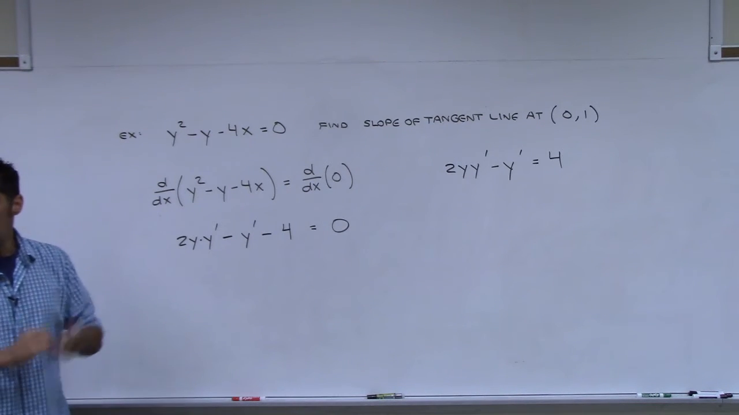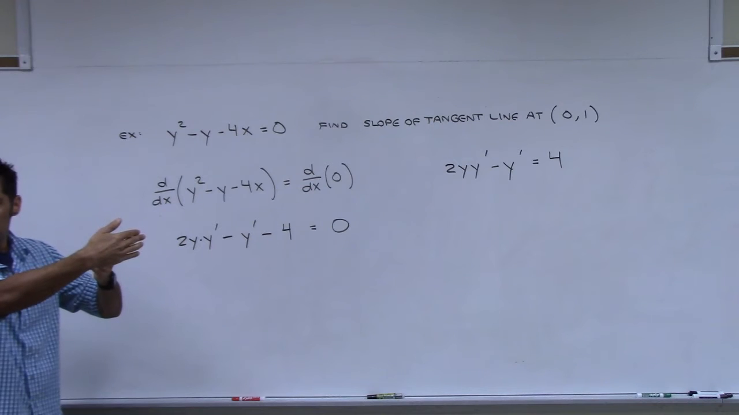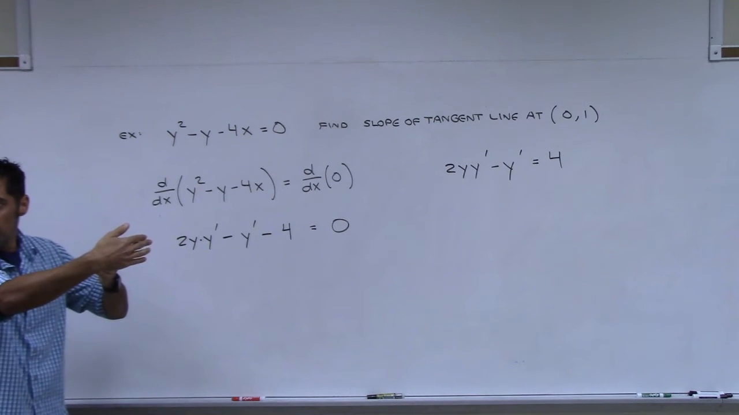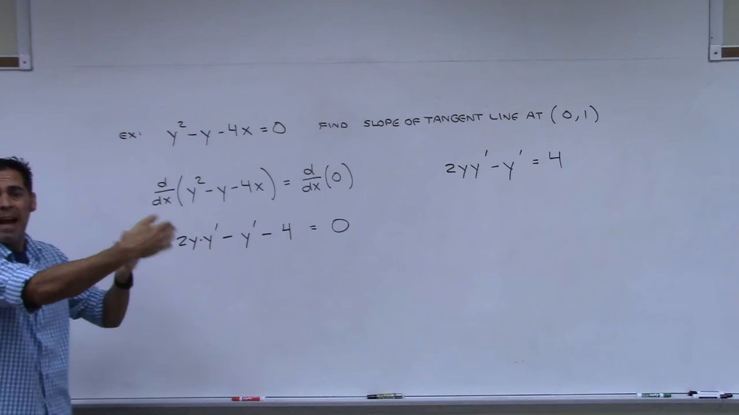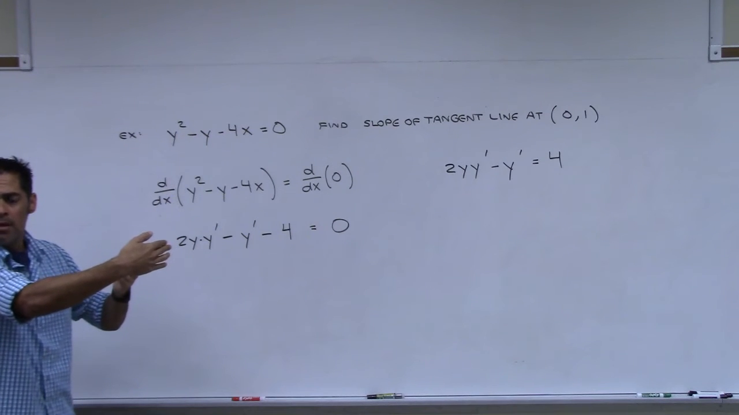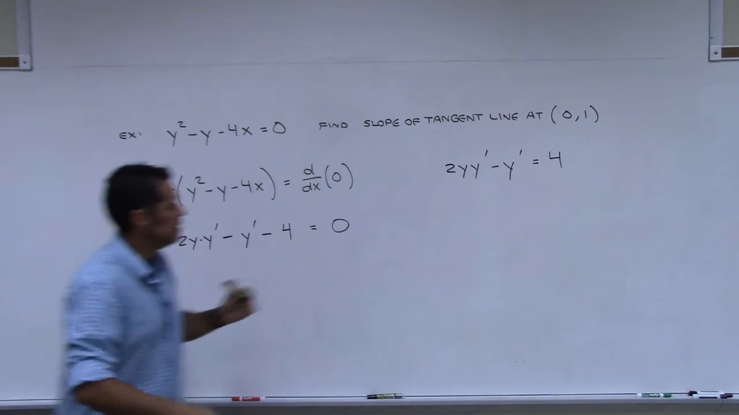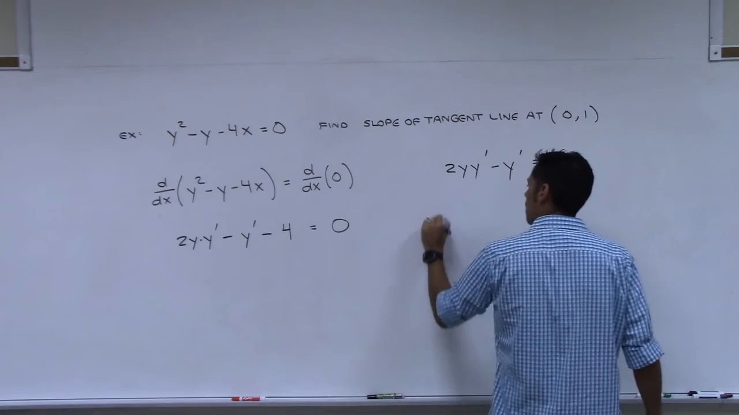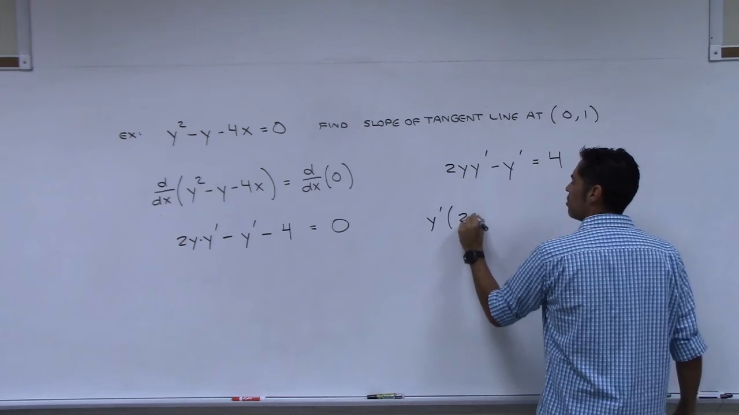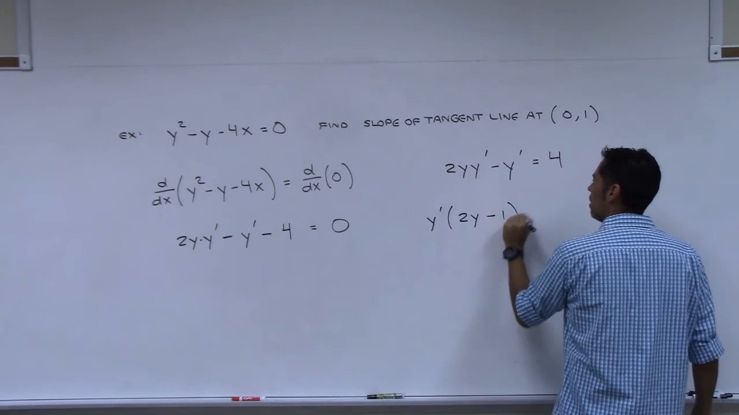They both have y prime. Both terms have y prime in common, right? They have a common factor of y prime. So you can do a GCF, and pull y prime out of the left side. And what you'd be left with is 2y minus 1 equals 4.